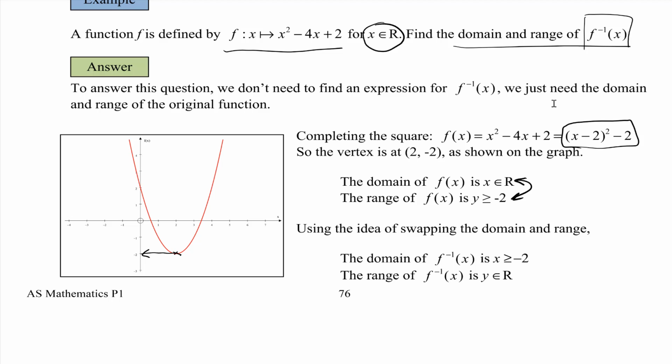The range of the original function is y greater than or equal to negative 2. So the domain of the inverse function is x greater than or equal to minus 2. Notice how we have to swap around x and y here when we're talking about domain and range. We always talk about the domain, meaning what are the possible x values, and we always talk about the range is what are the possible y values or f of x values.